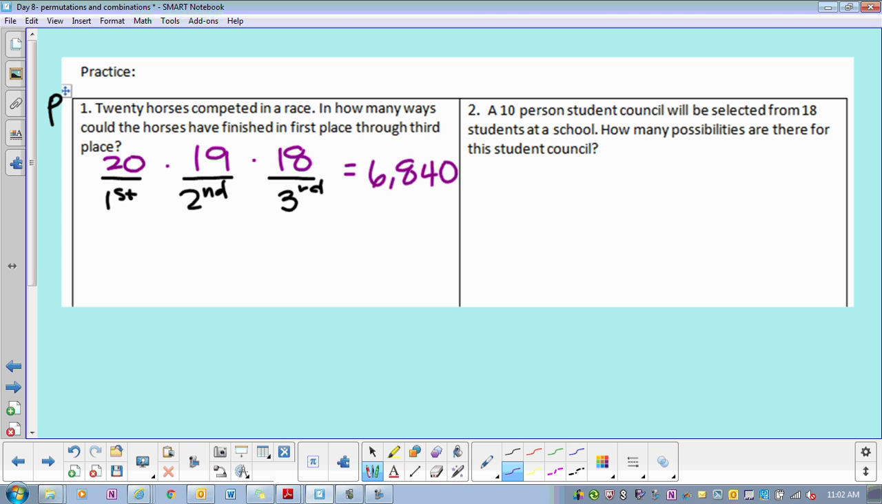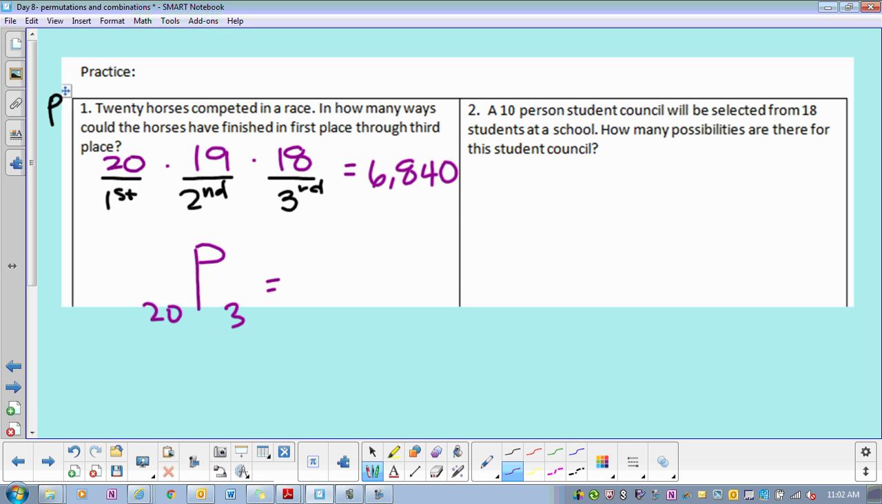All right. Or you could have said, oh, I know this is P because order matters, right? So I could have said P, how many horses to begin with? In the race, how many are competing? 20. 20 place in how many different finish? Three. 3, right? What do you call that? Ranks? Wins? Positions? And that's the same thing, okay?